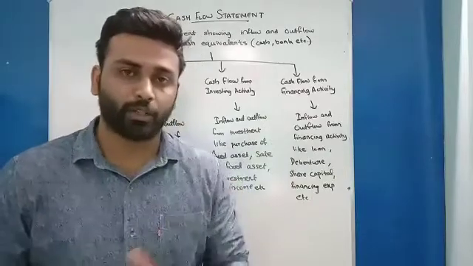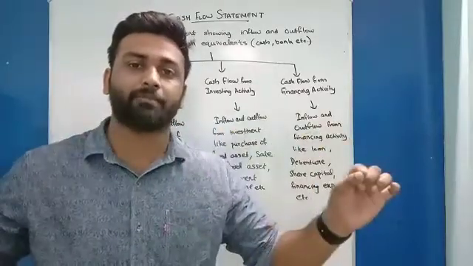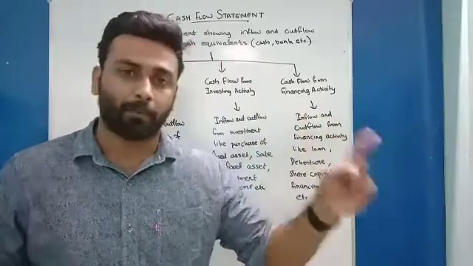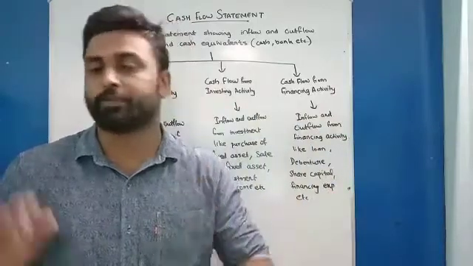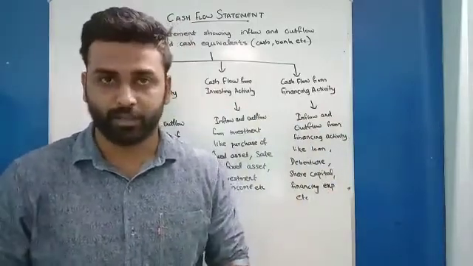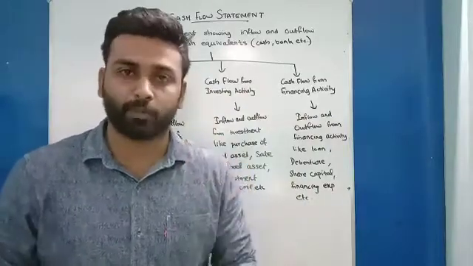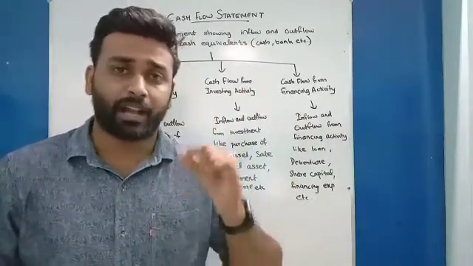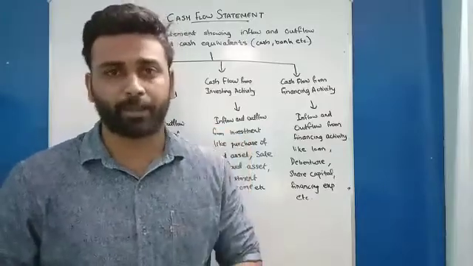Okay, so I conclude the total activity of the company is divided into three: operating activity, investing activity, and financing activity. Okay, and we will discuss a format in which the cash flow statement is prepared.